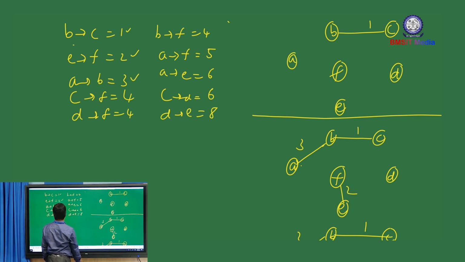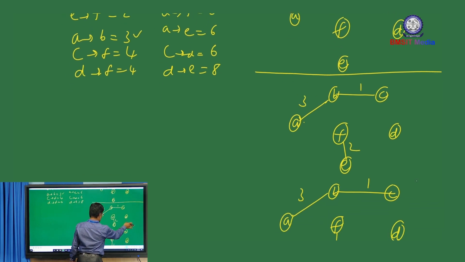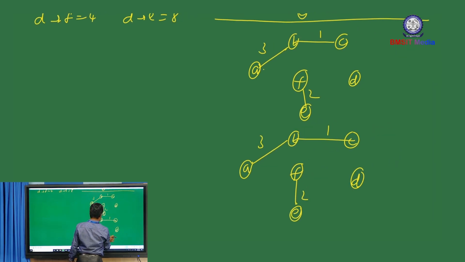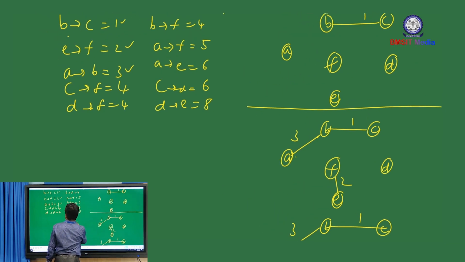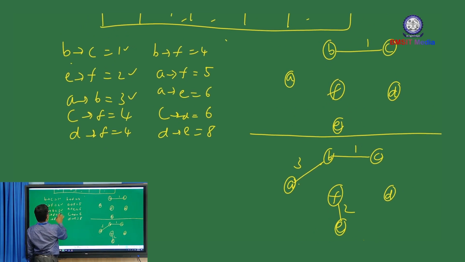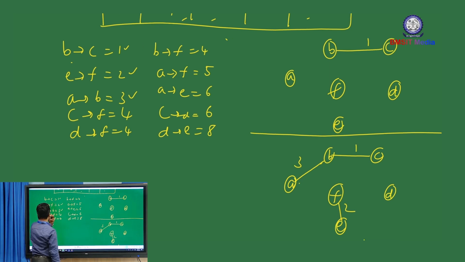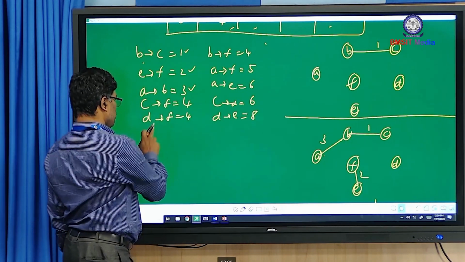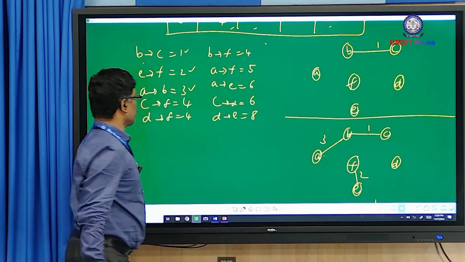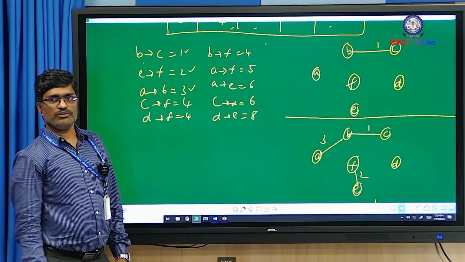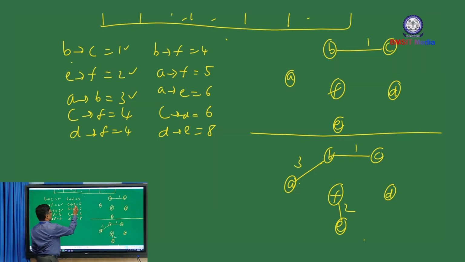So C to F we have to draw. We have C to F 4, D to F 4 is there, B to F also 4 is there. In this one we have a doubt now about which one to take into consideration. You have C to F also 4, D to F also 4, B to F also 4. When you are taking the adjacency matrix, which one will come first? B node will be considered first. That's why we will take this one first.